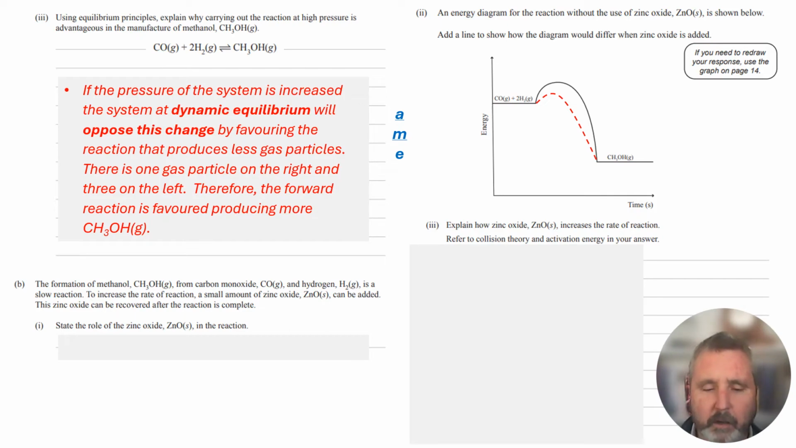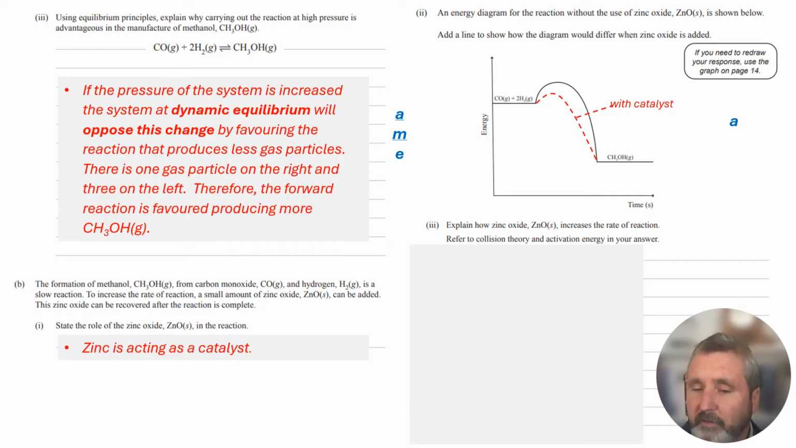Okay, 2 big clues here. Zinc oxide is recovered after the reaction, so it isn't used up, and it makes the reaction go faster. Cha-ching, catalyst, right? That's what it's going to be. Here it is. And then they wanted us to draw it on this diagram, which means we're just going to draw an alternative lower pathway, as I've drawn here. I've labelled it with the catalyst. So if we include those 2 points, we get ourselves another achieved point.